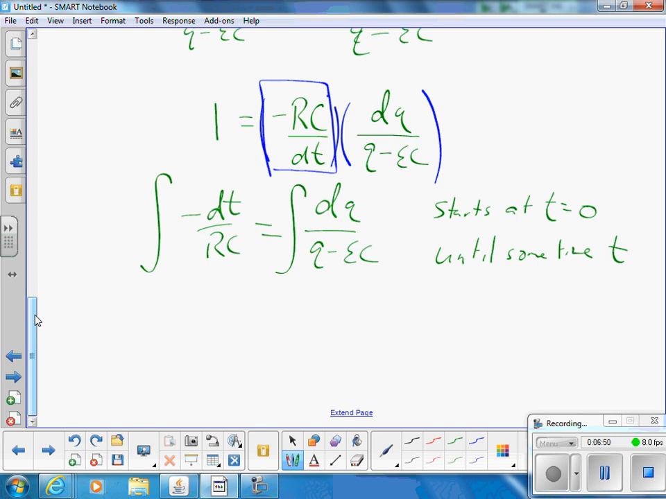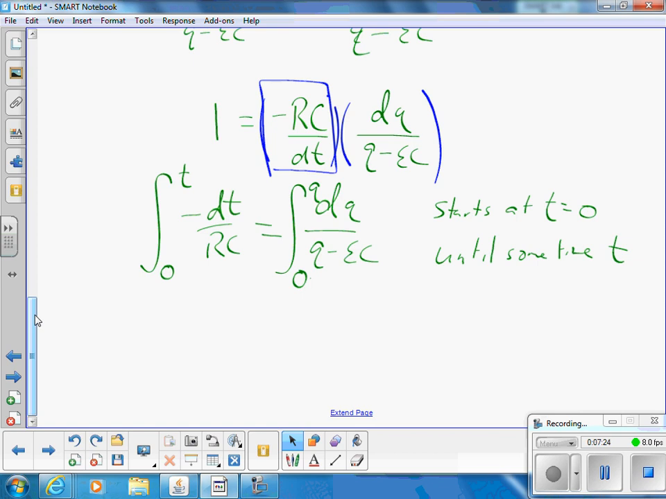But that means that for my limits, I want you to recognize that I'm putting different letters down for my limits, but they're going from the same point to the same point. From the beginning, where t is equal to 0, until the end, when t is equal to t. And over here, I'm integrating with respect to Q, so I start when charge is 0. I put 0 there because at time t equals 0, there's no charge on the capacitor. So that's charge 0 until later when I have some amount of charge Q on the capacitor. All right, I'm just going to erase that.